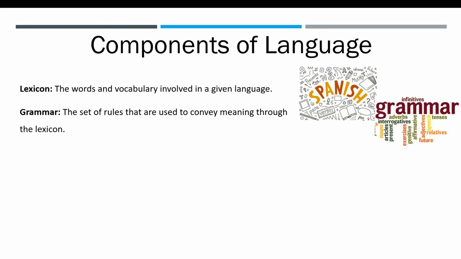Next, we need to understand the grammar of the language, which is the set of rules that are used to convey meaning through the lexicon. And these include verbs, nouns, or adjectives.